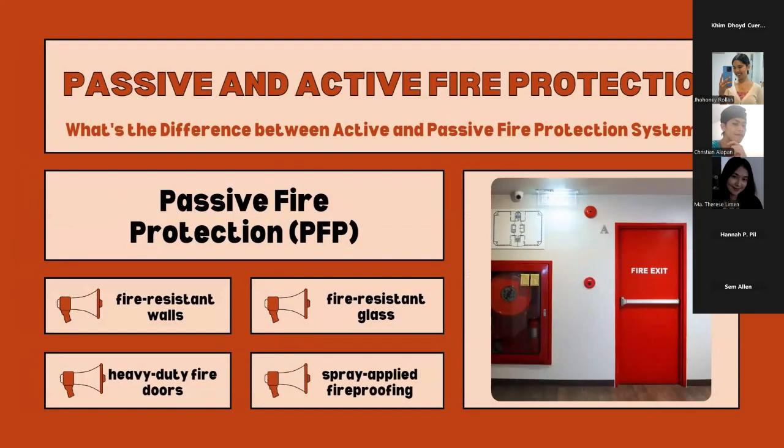Okay. Let's go on to passive fire protection, or PFP. Passive fire protection systems protect the building against fire without a specific operational action. The key elements of fire protection systems are fire-resistant walls, heavy-duty fire doors, and fire-resistant glass. Other assets can sometimes be passively protected through spray-applied fireproofing. Okay. These systems safeguard buildings by ensuring fire burns quickly due to insufficient fuel.